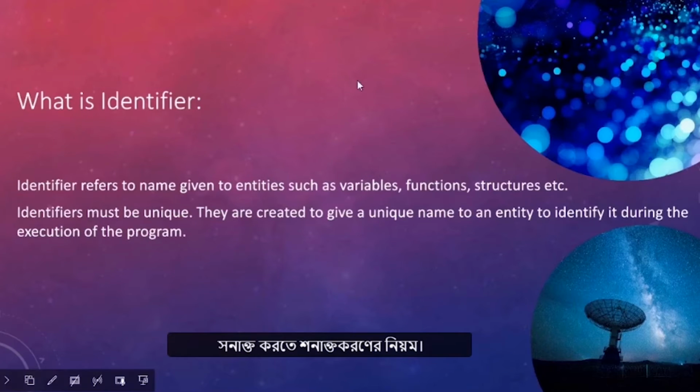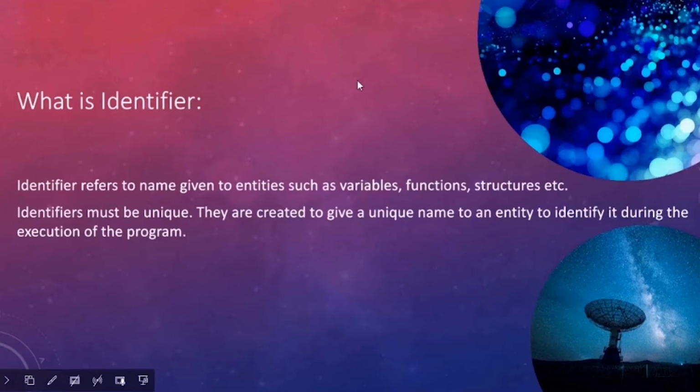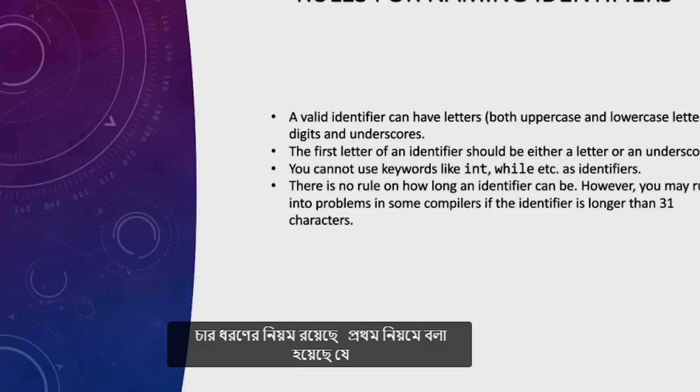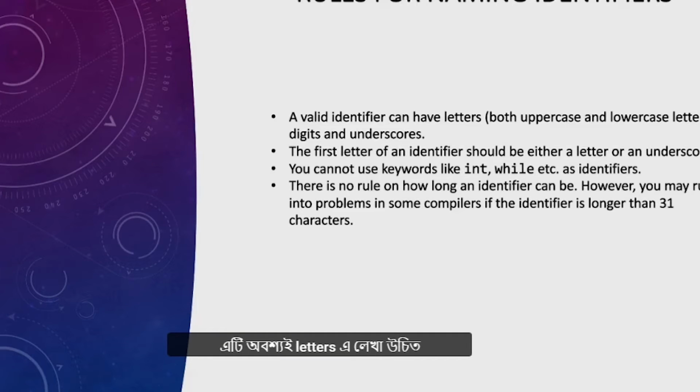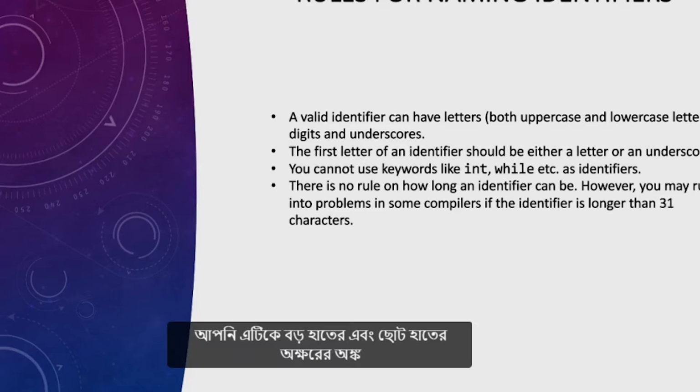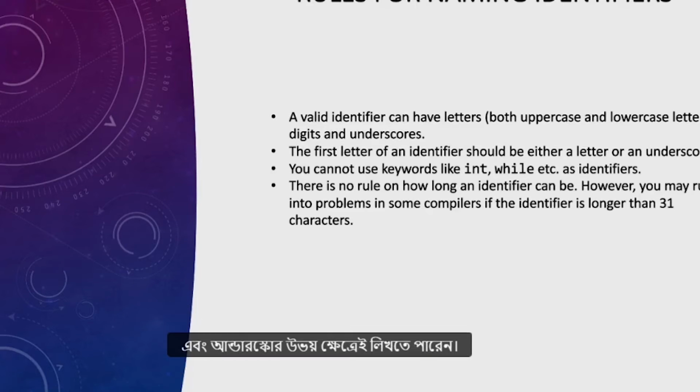The rules of identifier. There are four rules. The first rule says that if you want to write a valid identifier, it must be written in letters. You can write it in both uppercase and lowercase letters, digits, and underscores.